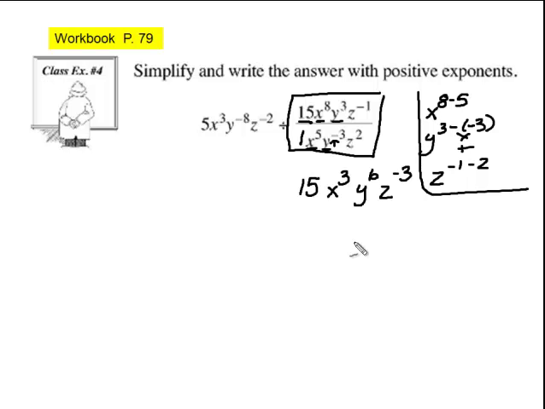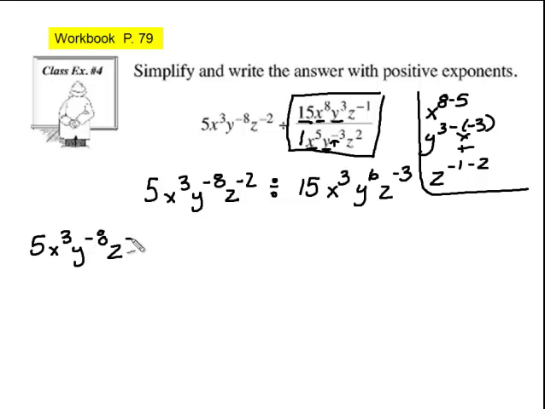What would be easier for me right now is if all of my numbers were on the same line. So I'm going to have 5x cubed y to the -8 z to the -2 divided by 15x cubed y to the 6th z to the -3. If you like, you can rewrite this so it looks like a proper division question. But you don't have to. It depends, whatever's easier for you.